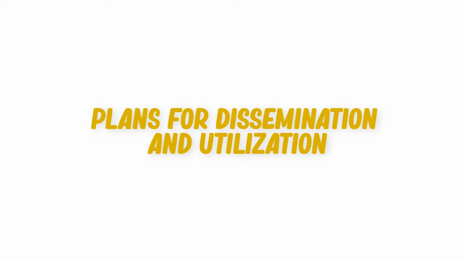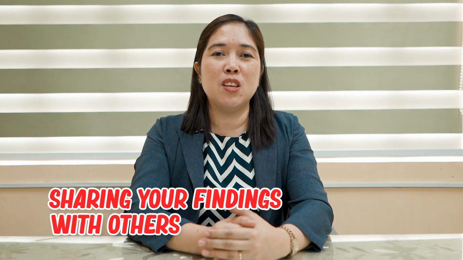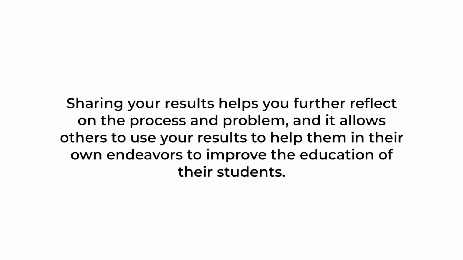Part 7 of your action research proposal: plans for dissemination and utilization. While the ultimate goal of your research is to promote effective change in your classroom or school, do not underestimate the value of sharing your findings with others. Sharing your results helps you further reflect on the process and problem, and it allows others to use your results to help them in their own endeavors to improve the education of their students.